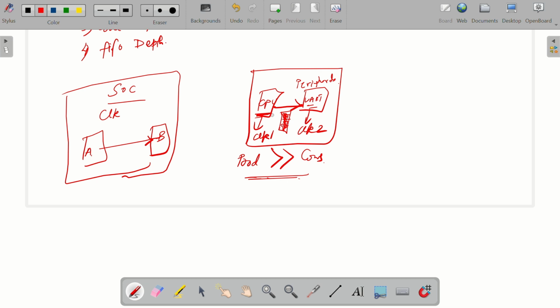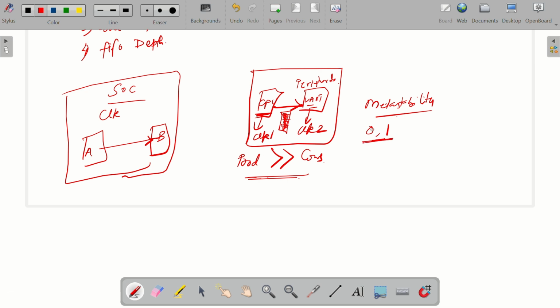The second point is, since both of them are working at different clock speed, the UART might sample the data near the clock edge. So this might lead to setup violations, hold violations, or it might also result in something known as metastability. What is metastability? That means you are sampling the data very close to the edge, violating the setup and hold time, because of which you are not getting a clear 0 or 1.